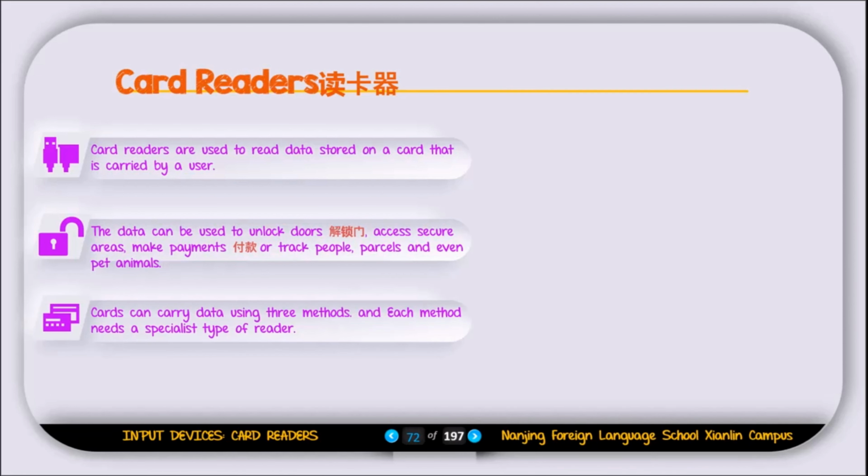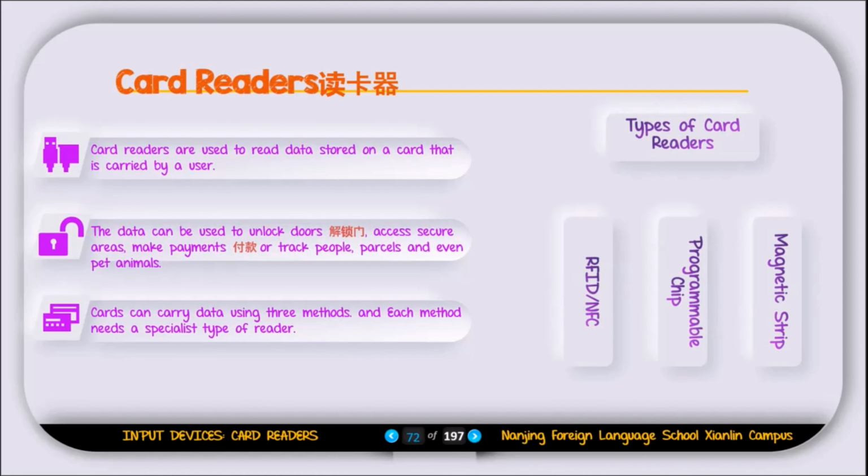Next one is that the card reader can carry data using three methods. There are three methods the cards can carry data. What are those three methods? Number one, we have the RFID or NFC. Then we have the programmable chips. And then the next one is the magnetic strip cards. These are three different types of card readers.